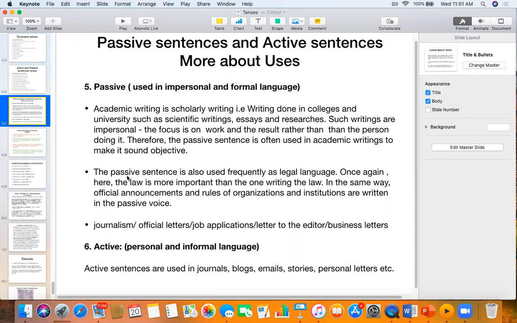So that is again where the passive sentence is used. All right, so in the same way you will find such sentences used in official letters.